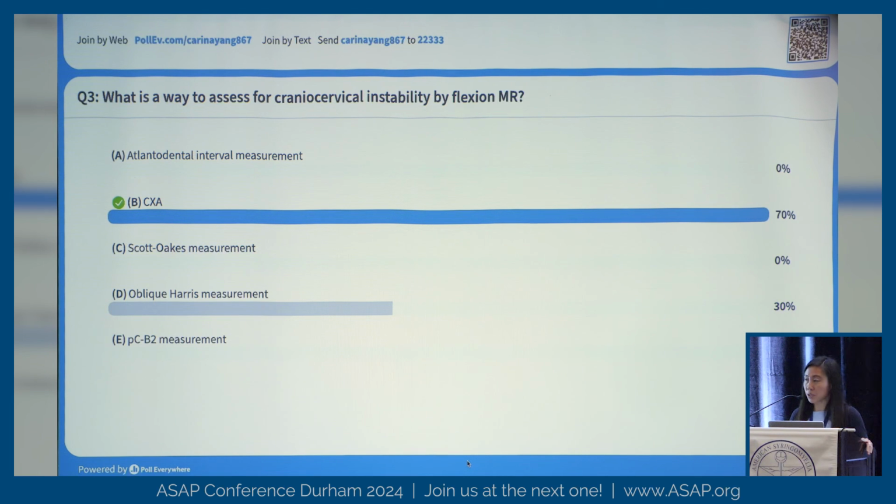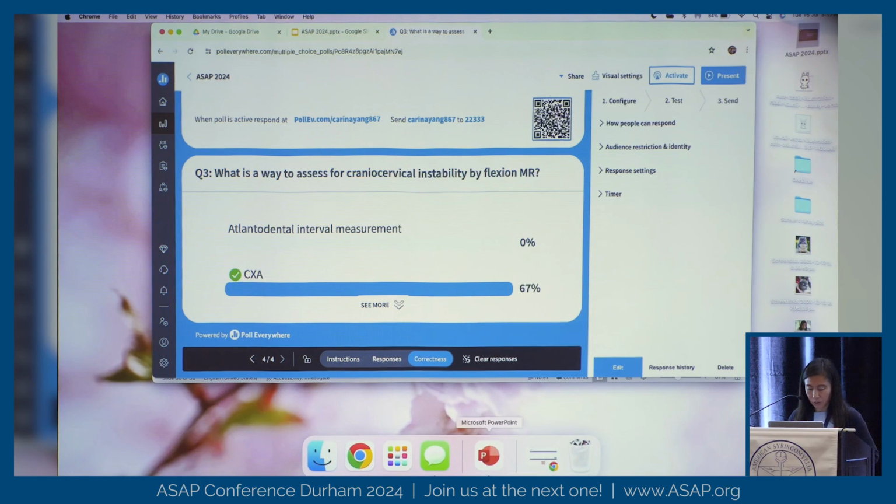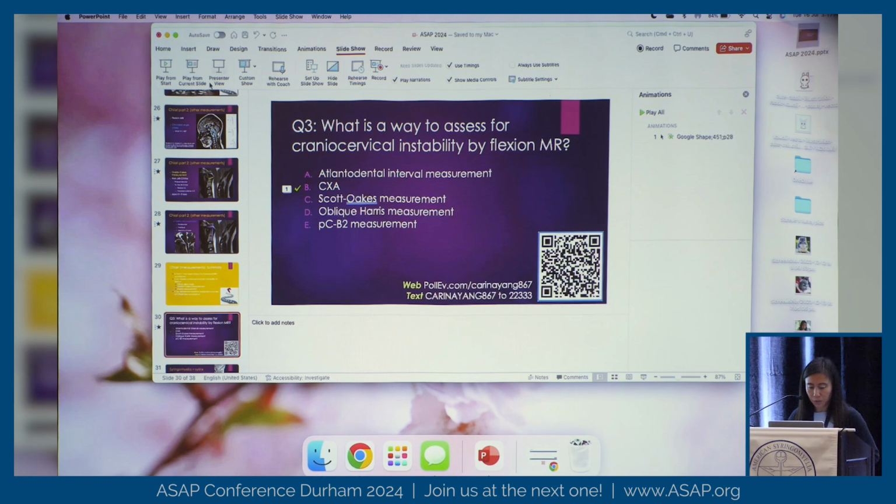Scott-Oaks is, it's actually Grabb-Oakes. Scott-Oaks is a new dean at U of C, and I just happened to see the name. I was like, I'll use his name as a miss answer. Oblique Harris, remember it was vertical, horizontal, not oblique. And the PCB2, I just swapped it, so it's PBC2. All right, let's go back to our talk for the home stretch.